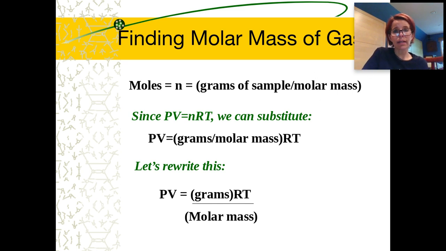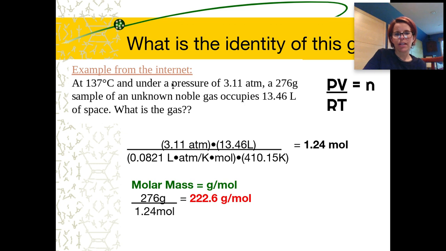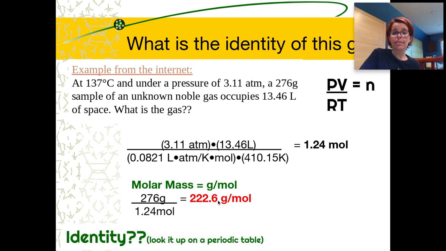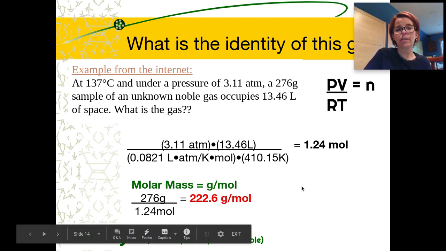In order to isolate it by itself, to do that algebra, see if you can do it in your head here, I would multiply both sides by molar mass. If I multiply the right side by molar mass, it makes it disappear from the bottom, and it brings it over to this side. So I have molar mass times N equals grams of sample. Now I'm going to divide both sides by moles, by N, and I'm going to have grams of the sample over moles. So grams of the sample divided by moles equals my molar mass. So we solved that the molar mass is 222.6.